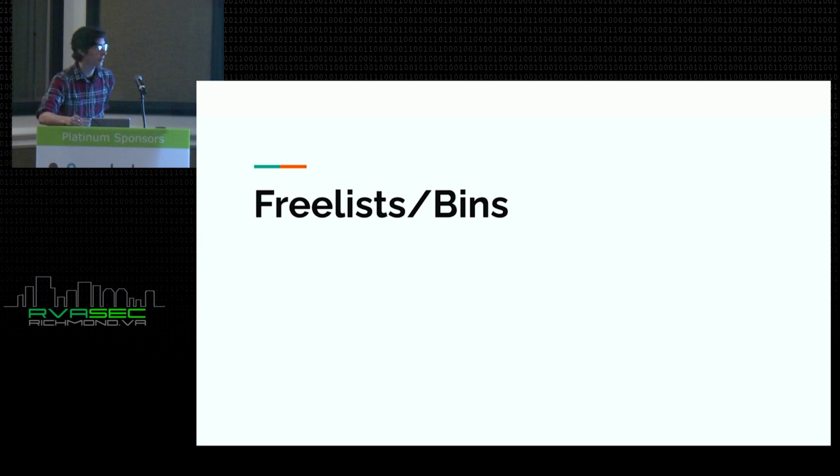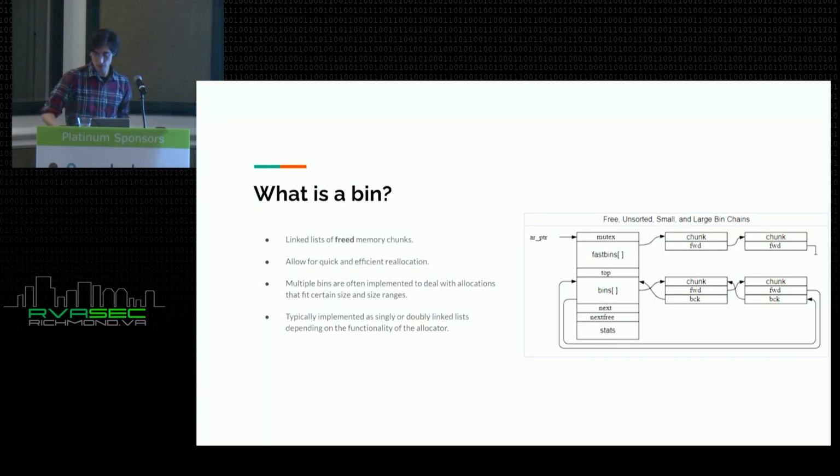All right, so I'm going to talk about implementing what are called free lists or bins. So what is a bin? So essentially, a more realistic way of managing memory is through free lists. So rather than keeping track of every single chunk of memory that you've allocated, you really only want to keep track of the chunks of memory that have been freed that you can actually give back. So that's what a free list is. It really allows for more quick and efficient reallocation.